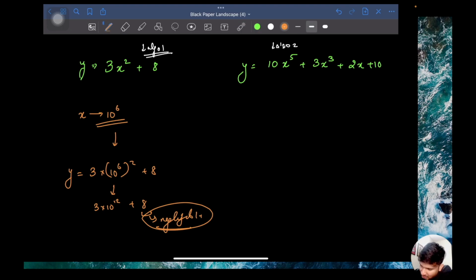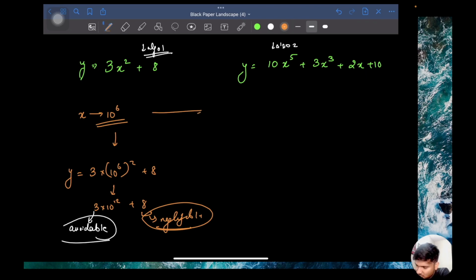Apart from that, 3 into 10 raised to the power 12 is also about 10 raised to the power 12. 10 raised to the power 12 is such a big number that even if you multiply some constant with it, you can even avoid it. This is also avoidable, right? Same thing here. Now just think about it.